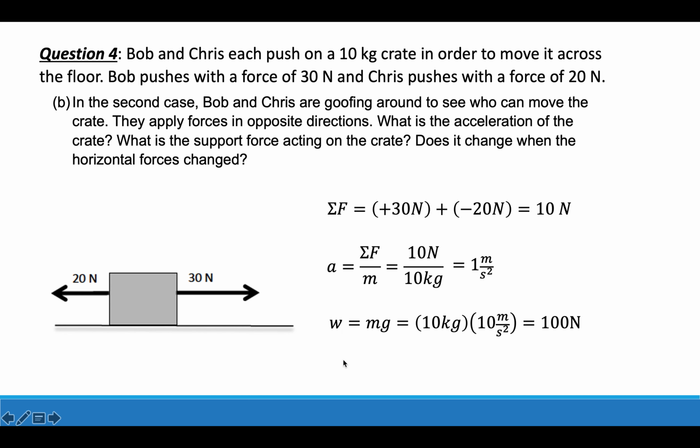We could go through and calculate the weight again. This is the same crate, it has the same mass, so the weight is not going to change. And in the same regard, because this crate is not moving in the vertical, the support force is going to have to be the same as it was before, because the sum of the forces along the vertical still have to be equal to 0. And so that upward force, that support force, is going to have to equal the weight that's acting down.